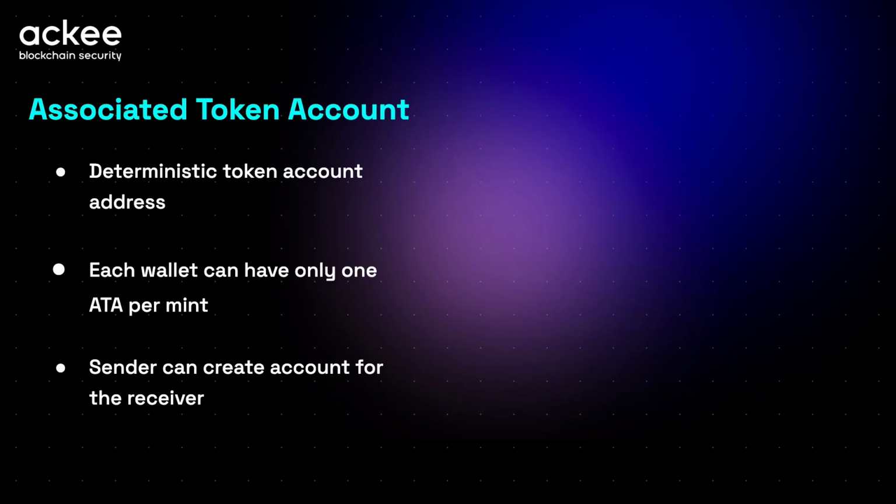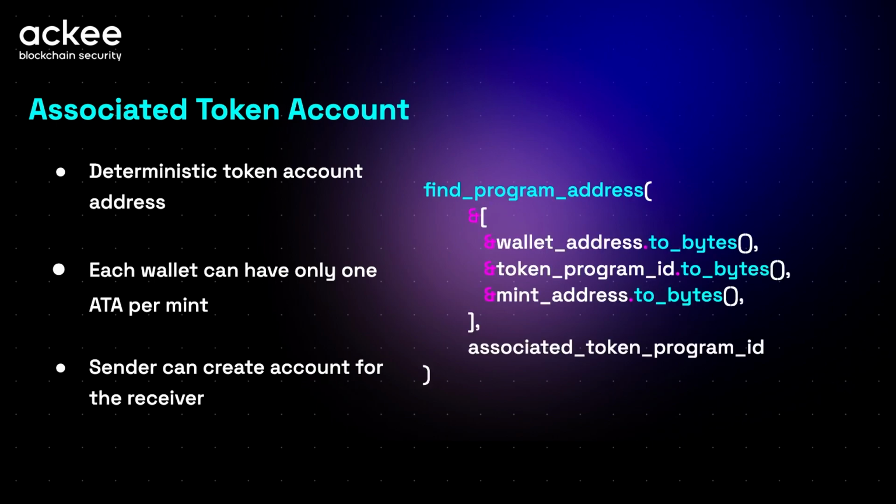A good thing about associated token accounts is that the sender can create the account for the recipient. So for example, if you were running an airdrop campaign or you wanted to send your friends some tokens, but you only knew their wallet address and not the token account address, you could transfer the tokens to their associated token account anyway. So this is how the address is derived, and these are the seeds. As you can see, there is the address of the token account owner wallet.